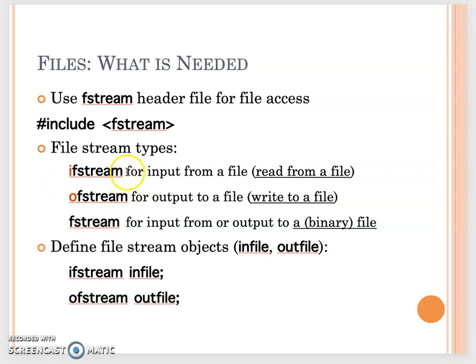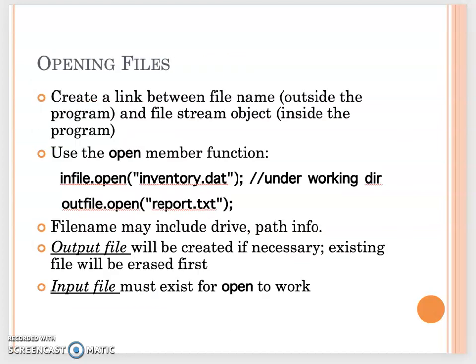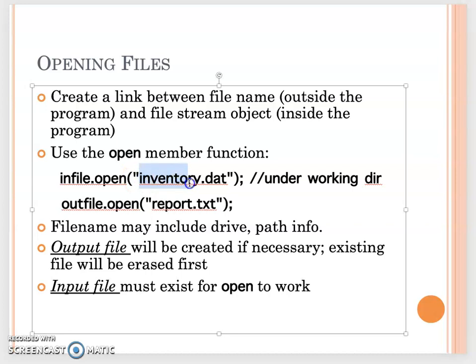Okay, continue. So just remember, when we want to do file processing, the first thing you need to do is include the library. Then, depending on whether you want to read or write a file, you need to create an ifstream object for reading a file, or an ofstream object for writing to a file. After you have this object ready, you need to open the file. So you provide the file name in a string.